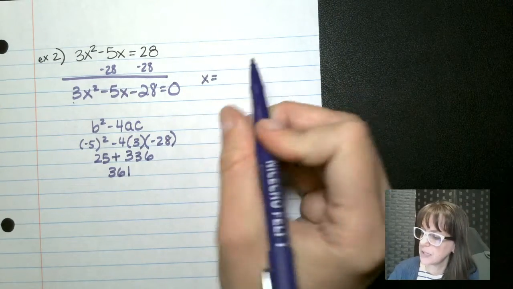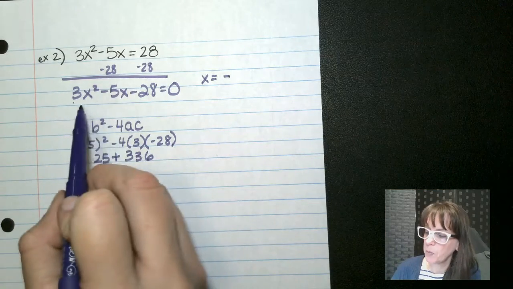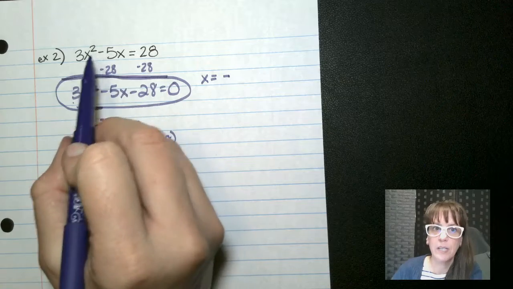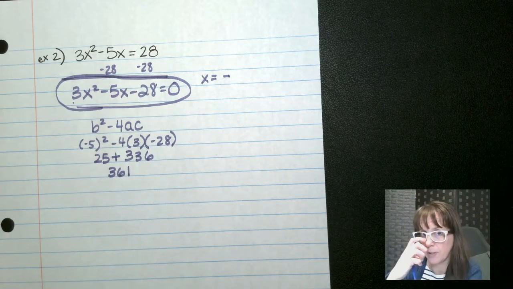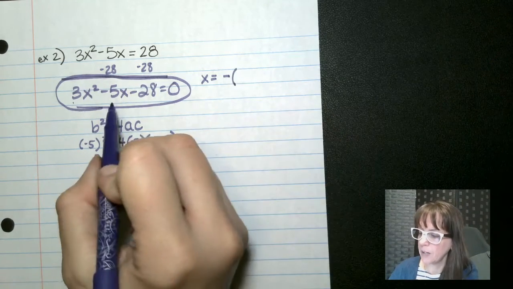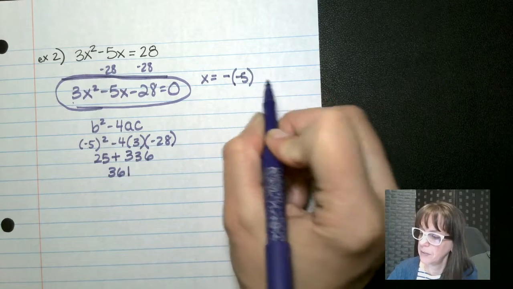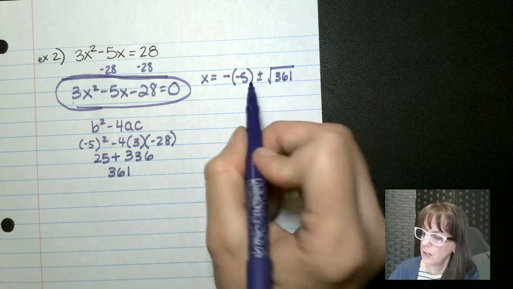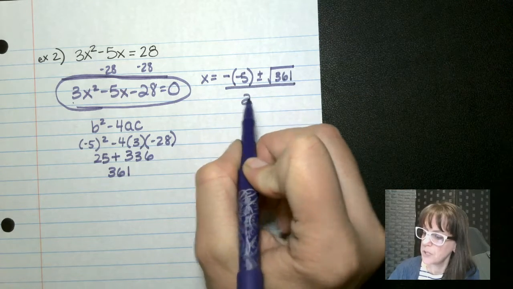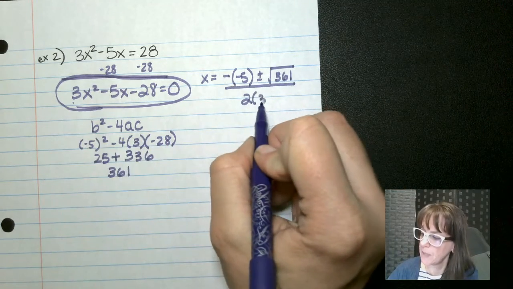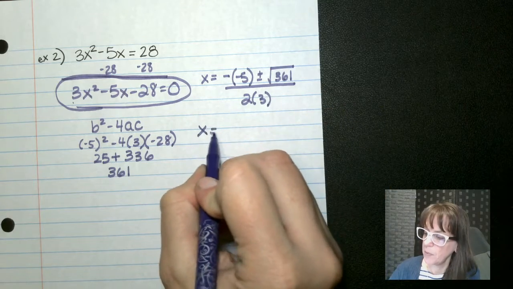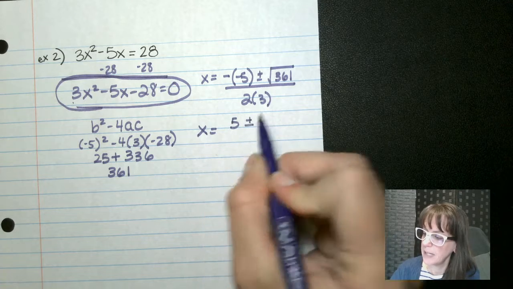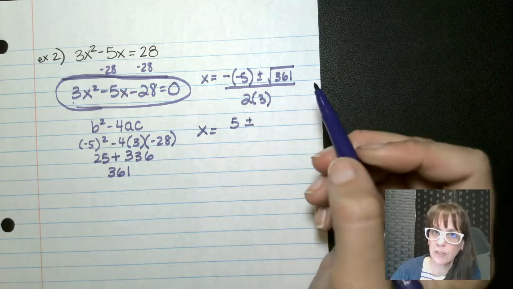X equals negative b. And remember, we're using this one now, once we've cleaned it up. Don't use this back up here because it's not in order. So x equals negative b, and our b is negative 5. So negative negative 5 plus minus the square root of our discriminant, which is 361, all divided by 2 times our a, which is 3. So let's do some cleanup here. We have negative negative 5, which is positive 5, plus minus the square root of 361, that's actually a perfect square.